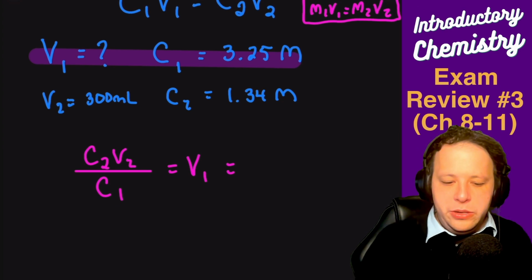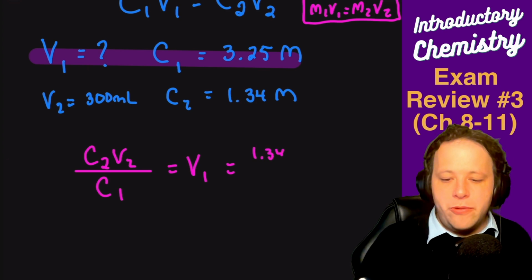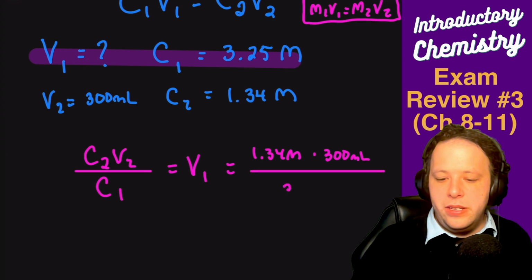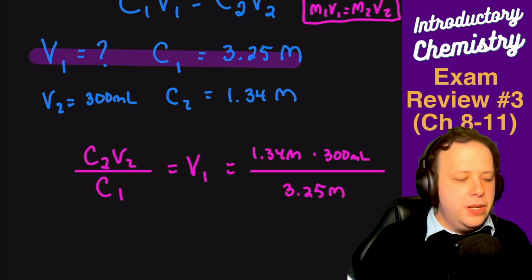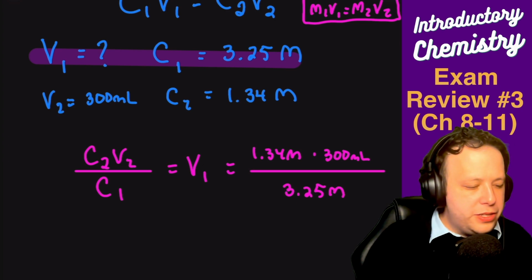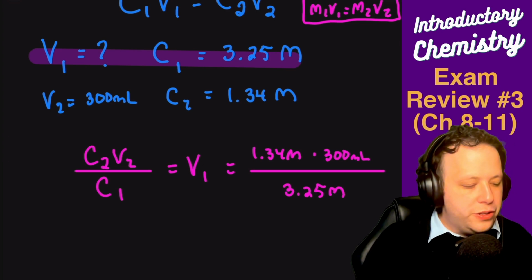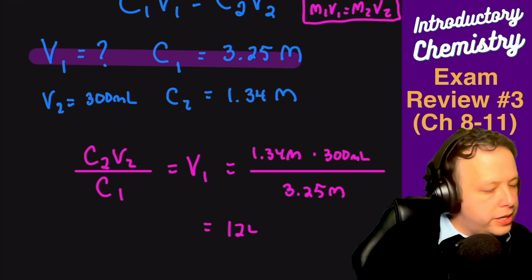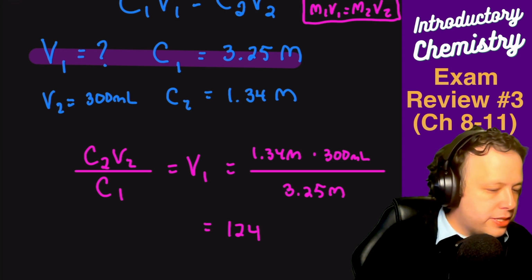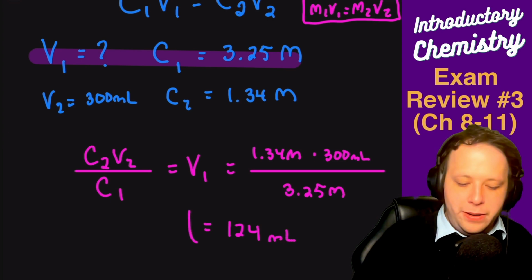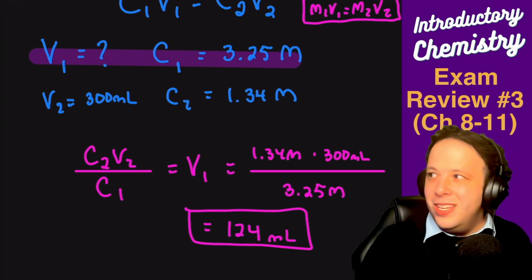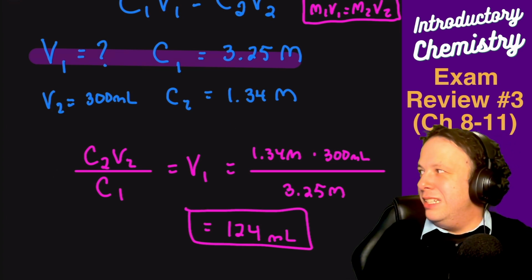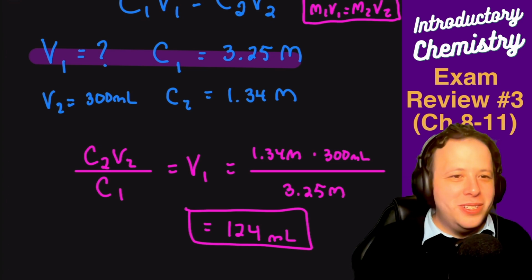So when you plug it in, it's 1.34 molar times 300 mLs, all divided by 3.25 molar. And it should be a smaller volume because you're talking about the original solution, so you're taking from your stock bottle in this case. So when we do the math, we get roughly 123.7 milliliters. We'll round that to 3 sig figs, so we have 124. Hopefully that matches my key. Okay, good. It does.